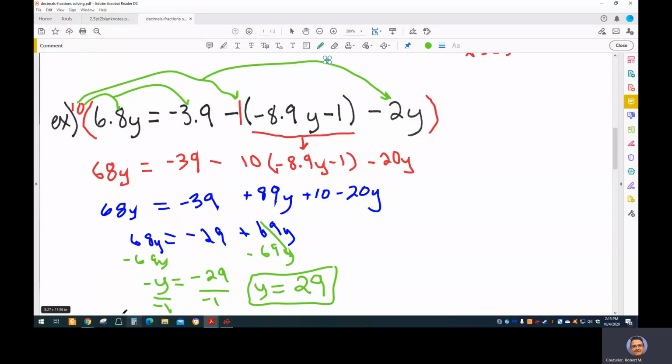All right, that's it for these. Not so bad. All the skills we need for this we've previously learned. We're just learning how to manipulate these to get rid of our fractions and to get rid of our decimals.